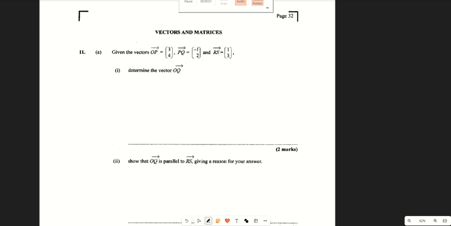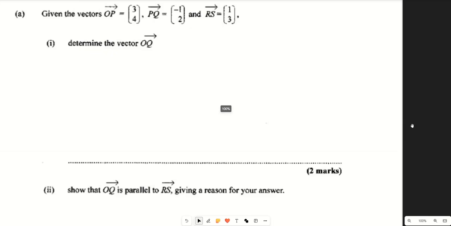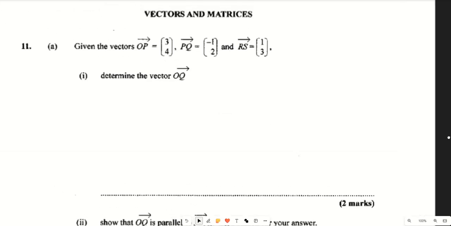Hi, good day everyone. So today we're going to be doing January 2018, number 10, or in just the vectors and matrices questions, right? Let's look at the first question.